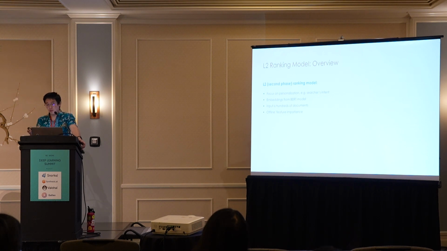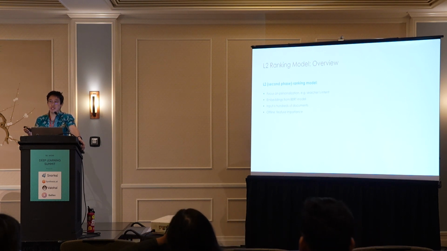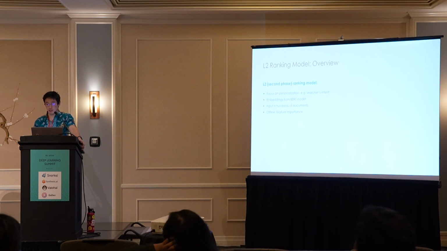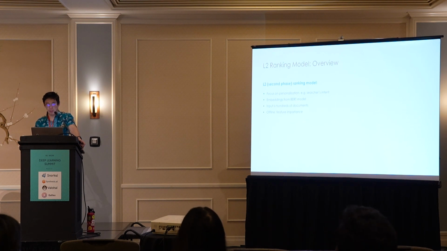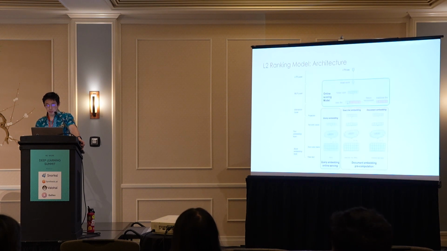This is important for L2 ranking because the L2 ranking is a little bit more expensive. So we'd like to make sure that we have a short list that we do the scoring on. In this phase, we focus more on personalization, i.e., what is the searcher's intent, and the embeddings are, again, from a BERT model. So another deep learning diagram. If you see commonalities between this and the thing I showed you a minute ago, we'll get to that in a bit.